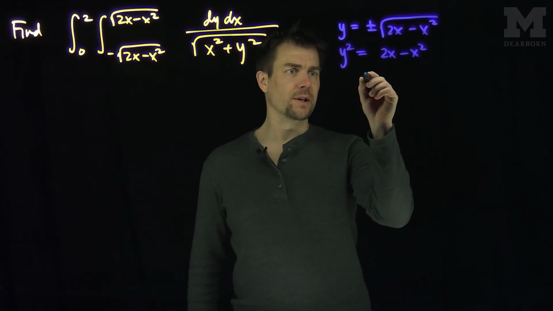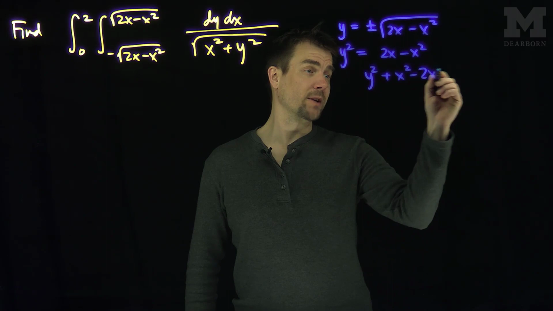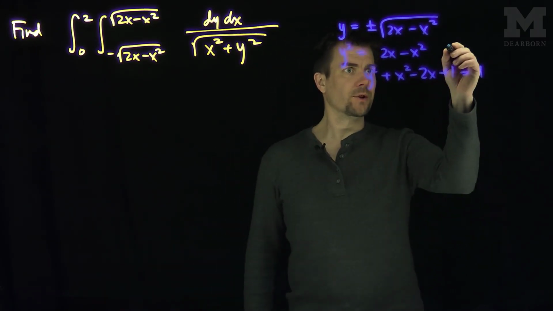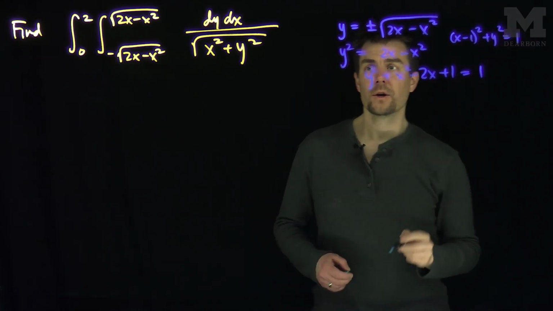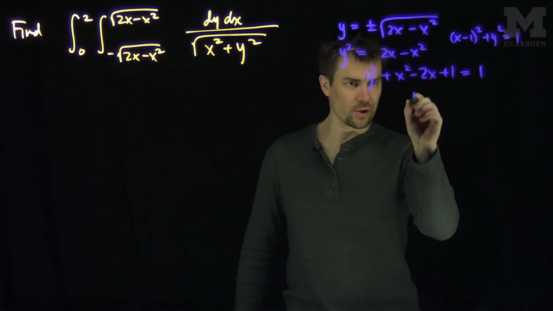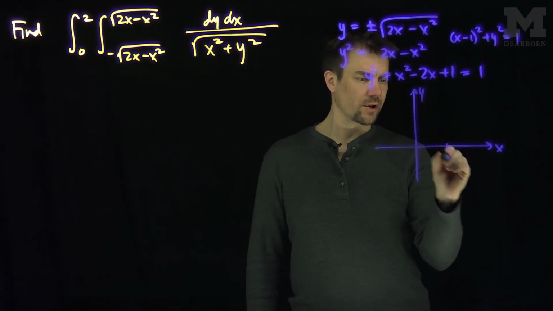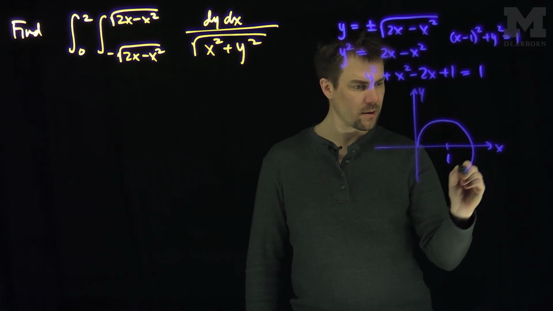In fact, what circle is it? It's y squared plus x squared minus 2x, and then I'll complete the square by adding 1. And so now I see that this is a circle: x minus 1 squared plus y squared is equal to 1. So now we see that this is actually just a polar region, right? There's the x-axis, there's the y-axis, and I have a circle centered at (1, 0) of radius 1. There we have it.